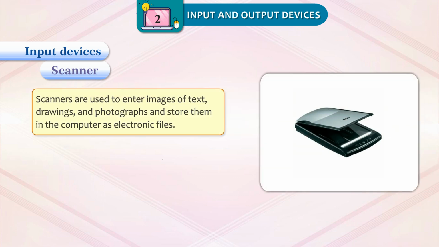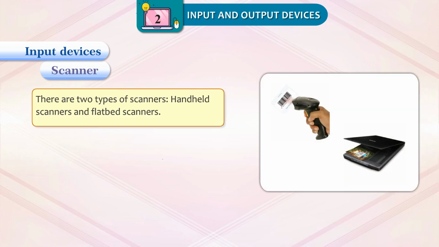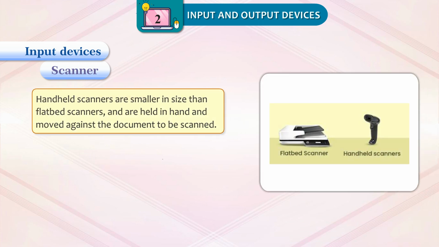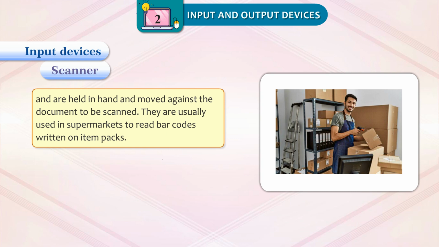Scanner. Scanners are used to enter images of text, drawings, and photographs and store them in the computer as electronic files. Any image which is scanned by the scanner and saved in the computer can be included in any electronic document. There are two types of scanners: handheld scanners and flatbed scanners. Handheld scanners are smaller in size than flatbed scanners and are held in hand and moved against the document to be scanned. They are usually used in supermarkets to read barcodes written on item packs.